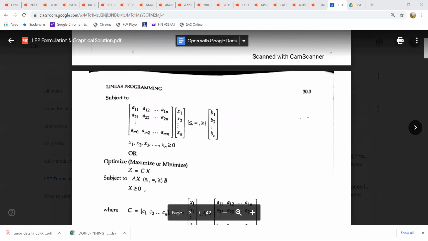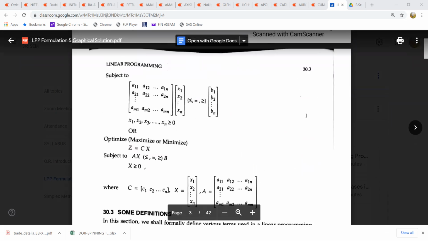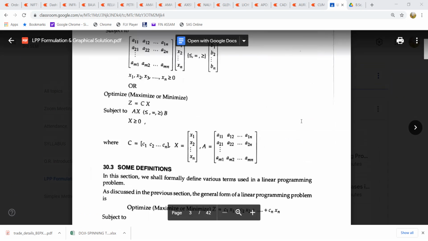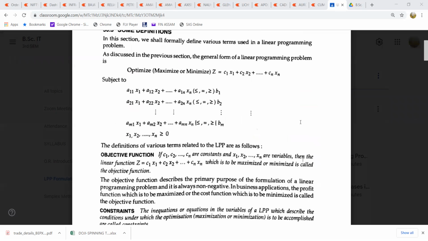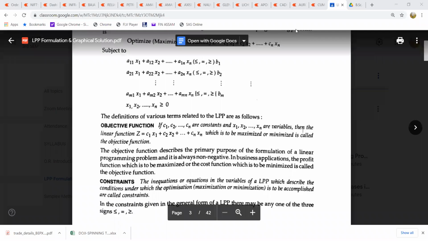Then next, now I already discussed what the objective function is. What is the use of the objective function whenever you are forming an LPP? First you write the objective function. So why this objective function? What is the reason behind writing the objective function?